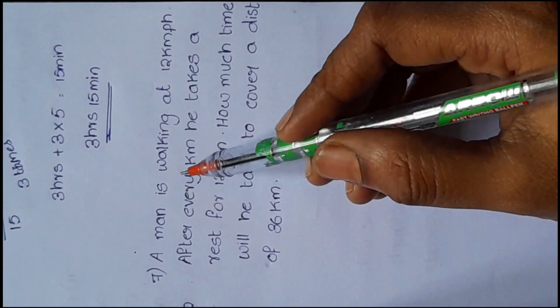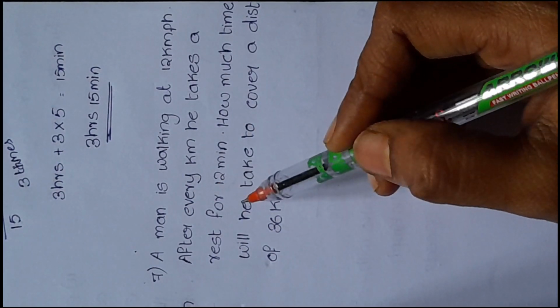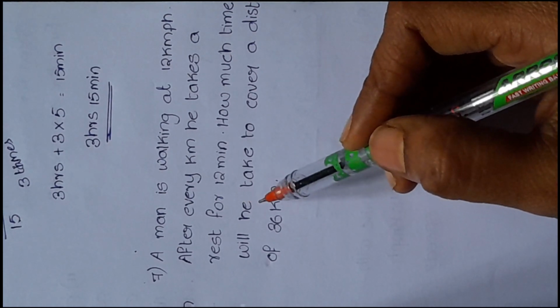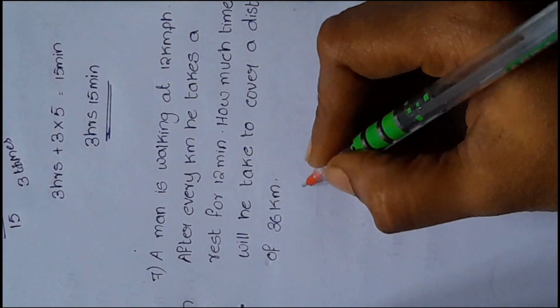Seventh question. A man is walking at 12 kilometers per hour speed. After every kilometer, he takes a rest for 12 minutes. How much time will he take to cover a distance of 36 kilometers? This is similar to the above question.